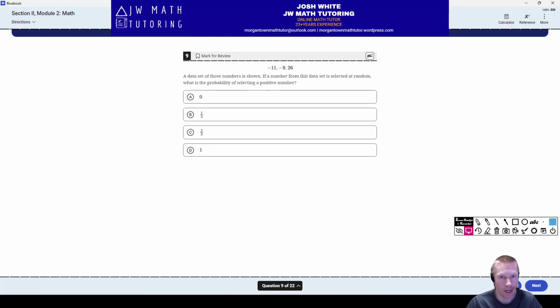Next up, number 9. What's the probability of selecting a positive number from this group of 3 numbers listed in front of you? So there are 3 numbers to pick from, so our bottom number is 3, and there is only one favorable outcome, so the answer to this question is B, 1 out of 3. That's the probability of selecting a positive number from this list of 3.